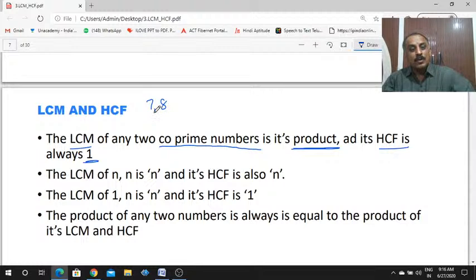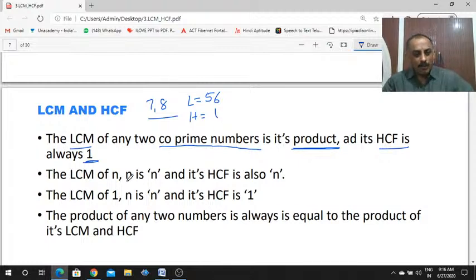For 7 and 8, 1 is the common factor. Other than 1, there is no common factor for these two numbers. Then what is the LCM of 7 and 8? 7 into 8, 56. What is the HCF? The HCF of any two co-prime numbers is always 1.